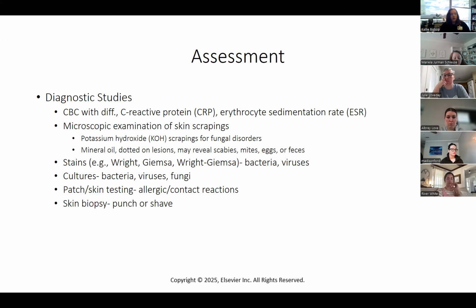Most of our disorders, though, especially in primary care, we diagnose clinically. You can do a KOH for this, but most of the time you're going to see it just diagnosed and treated based off of the history and physical exam. For bacteria and viruses, there are different stains. Cultures we do frequently, especially for bacteria like abscesses. Patch and skin testing can be done, and then skin biopsy. I don't know of any pediatric primary care clinics that do skin biopsies, but I know some family practices do. So if you worked in one of those, you might do that, or if you work in derm.